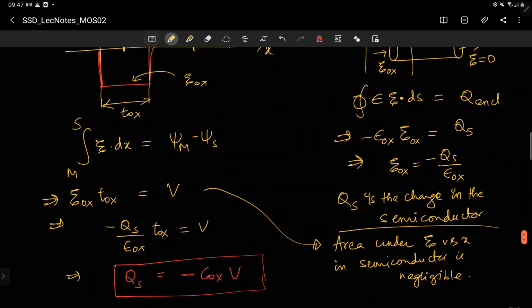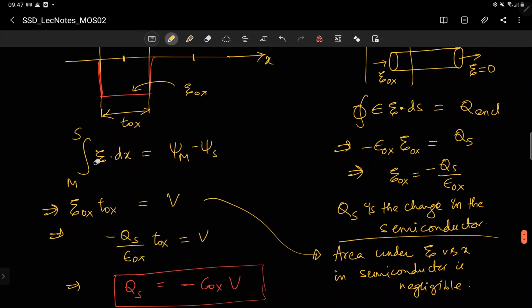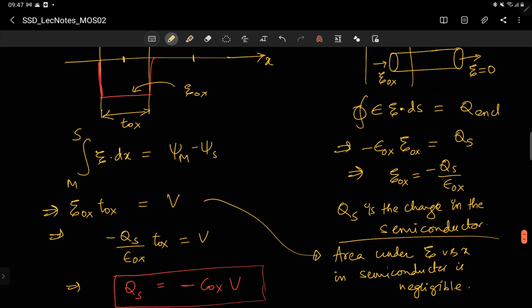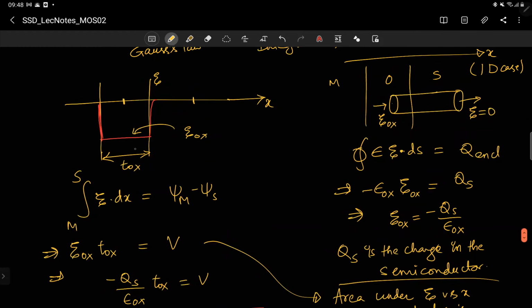Now, if you want to relate the electric field to voltage, you have to take the line integral of electric field E dot dx. Metal to semiconductor means psi m minus psi s. So you are integrating from the left along the positive X axis. So E ox times T ox. Though the field is negative, that's what we mean. So the integral of E dot dx equals V.